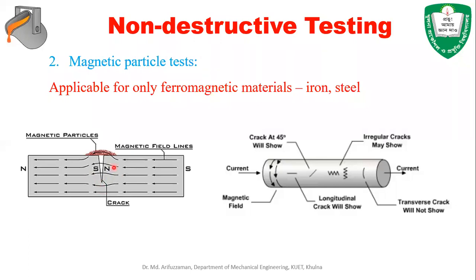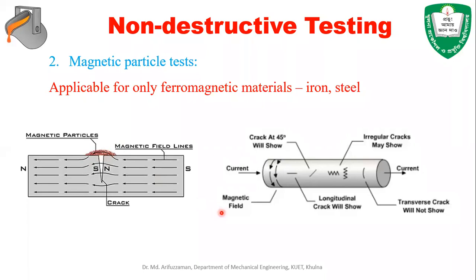If there is a disturbance, more particles will be stuck in that region, and when you try to remove the particles, they will not be removed so easily. That is what creates the difference or change in the probing medium, which is the magnetic particles, and that is how we detect where the crack is.